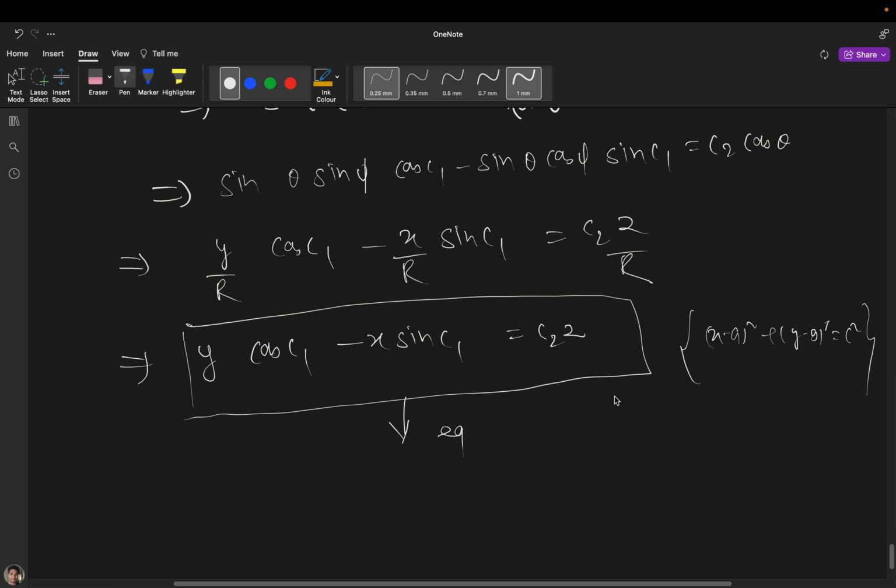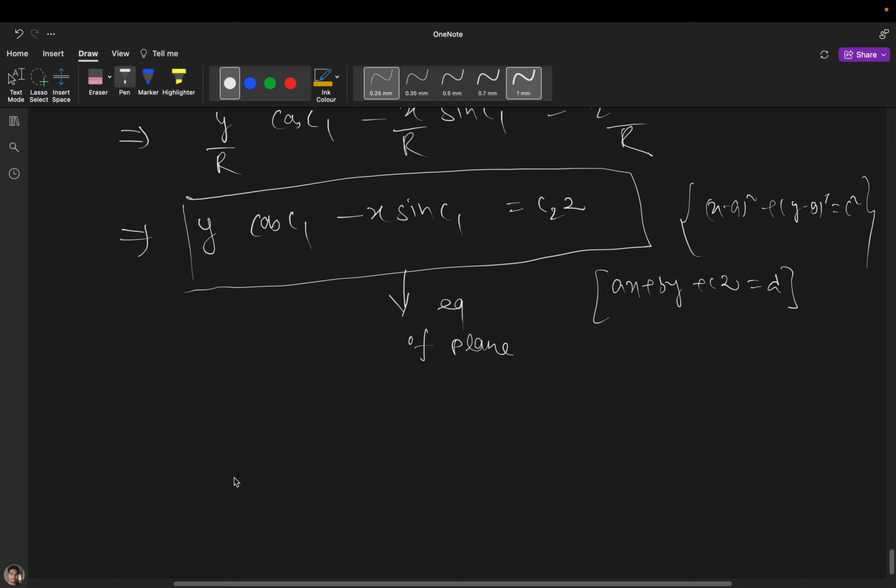Here it is of the form ax plus by plus cz equals d. A line? z is appearing here, so how can it be a line? It is the equation of a plane, a 3D plane. And this plane is nothing but the plane of a great circle.